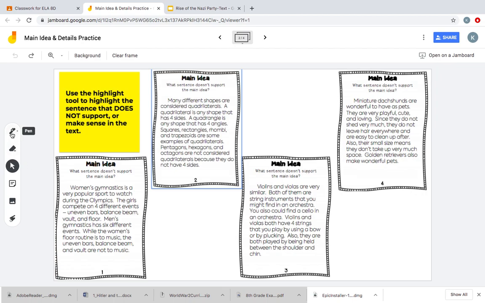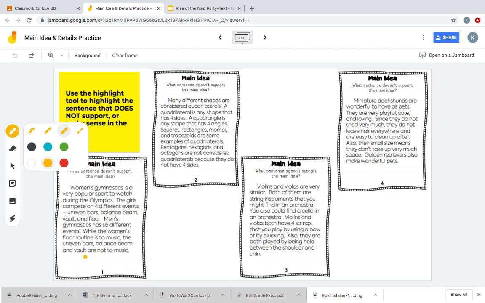So the highlight tool is if you click here, it gives you a few different options. This is a pen, this is a marker, highlighter, and paintbrush. Grab the highlighter, choose any color that you would like, okay? And you're going to highlight the sentence that does not belong.